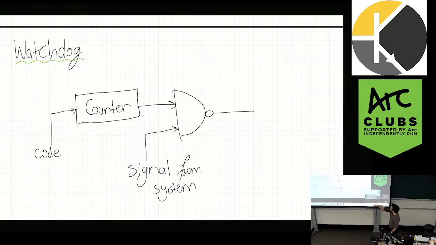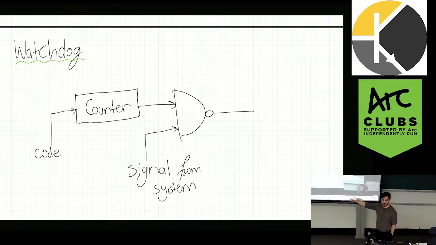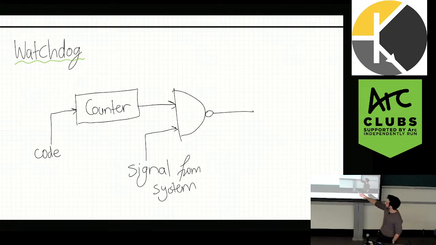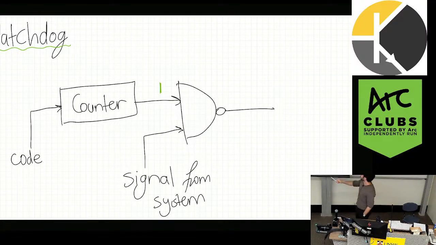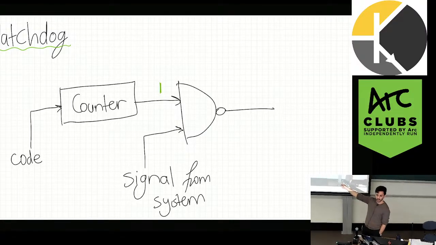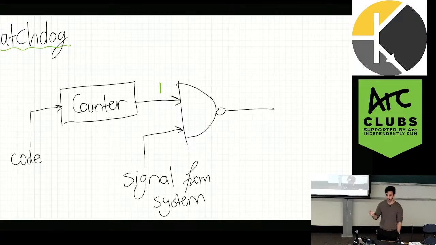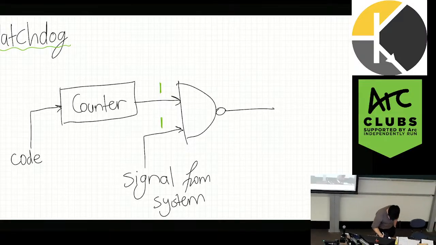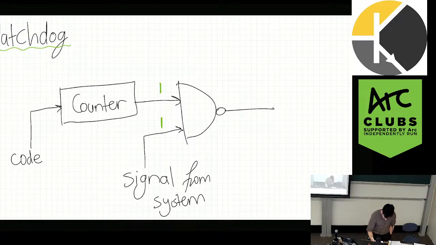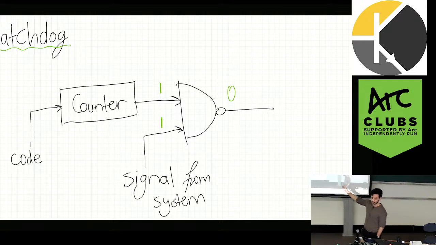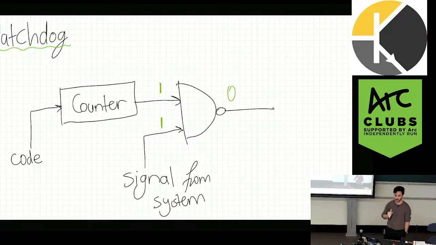So again, your system has run for 10 seconds. And if the code, after counting 10 seconds, let's say emits a 1, then I expect the signal from my system to also emit a 1 after these 10 seconds. If it emits a 1, what's the output of the NAND gate? 0. So everything is good in that case. It's counted up to 10 seconds, and it's seen that after 10 seconds the system has also emitted a 1, so nothing has gone wrong.